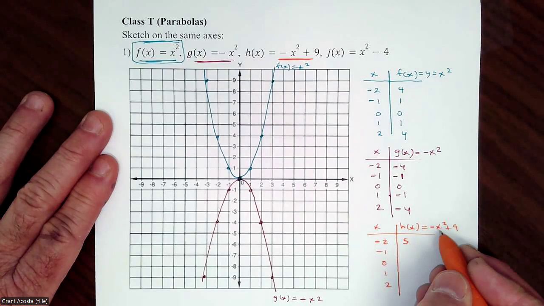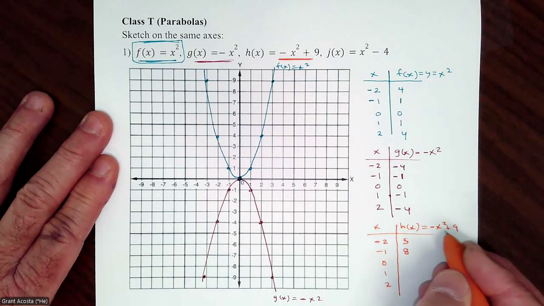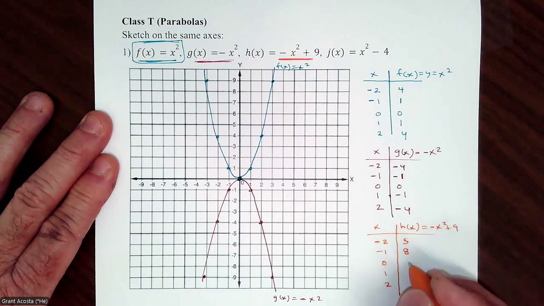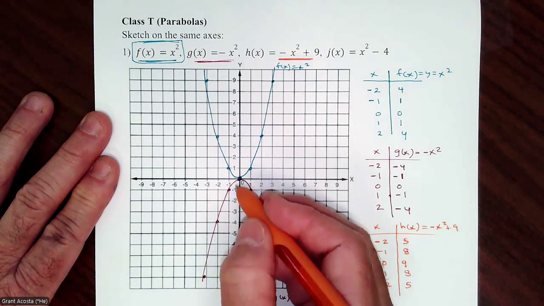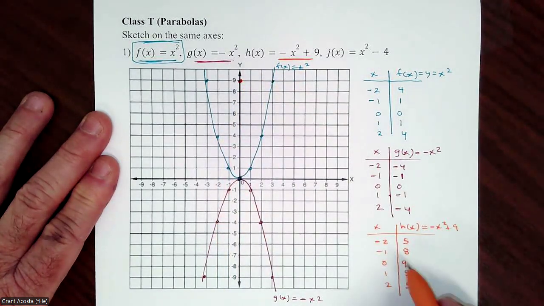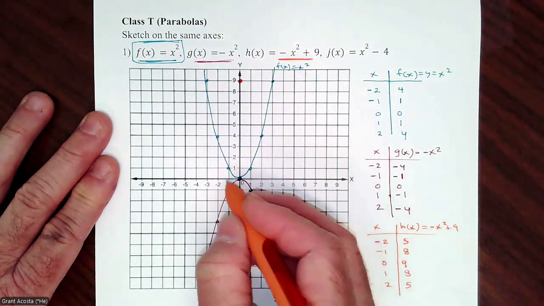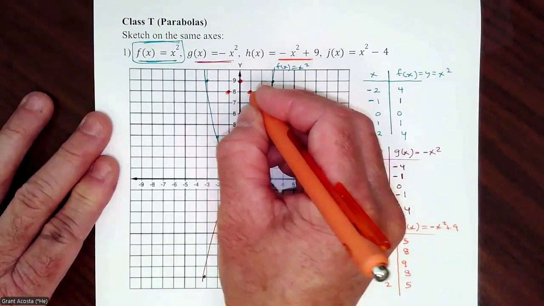Negative 1 squared is 1. Apply the negative, it's negative 1, plus 9 is 8. 0 is going to be, this will be 0, add 9. This is going to be 8. This is going to be 5. So this parabola, let me start with 0, 9. 0, 9 up there. I have negative 1, 8 and positive 1, 8. So when x is 1 and negative 1, I'm going to get 8. Starting to notice that the parabolas are symmetrical, right?